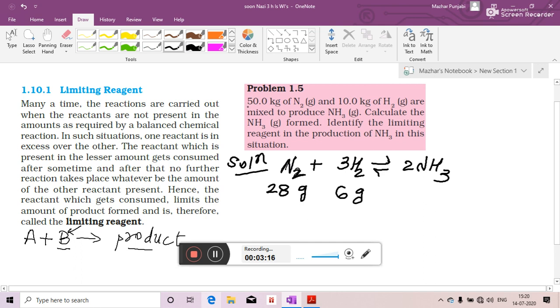Now here what is the mass of nitrogen? 50 kilogram. So 50 kilogram nitrogen should react with what amount of hydrogen? Because here the amount of hydrogen which is given, that is 10 kilogram, is not according to the balanced equation. That's why first of all we have to find out that according to the balanced equation what should be the mass of hydrogen.